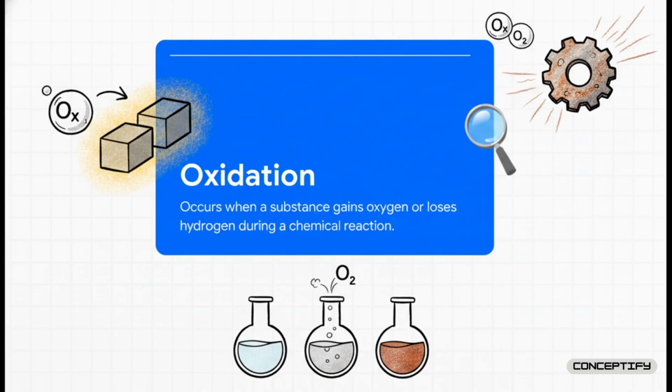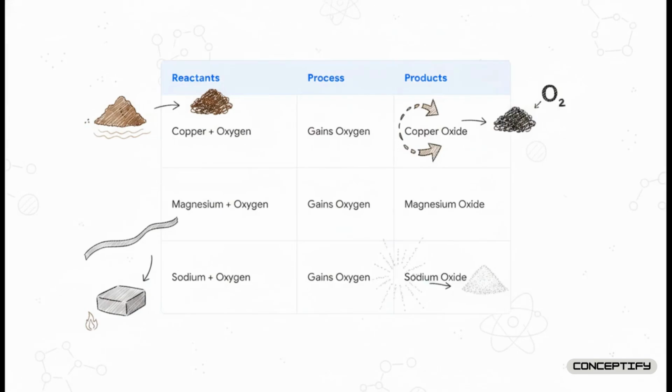I really want you to focus on that first part right now, the gaining of oxygen. I mean, it's right there in the name, right? Oxidation. When an element takes on oxygen, its entire chemical identity fundamentally shifts. Let's walk through some real-world examples to see this physical transformation in action.